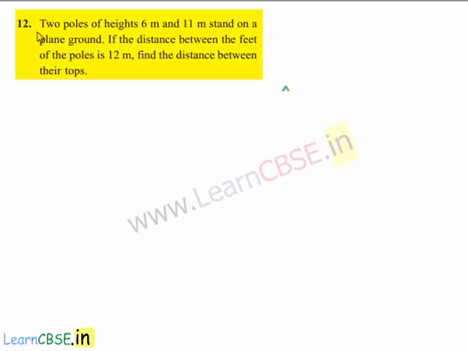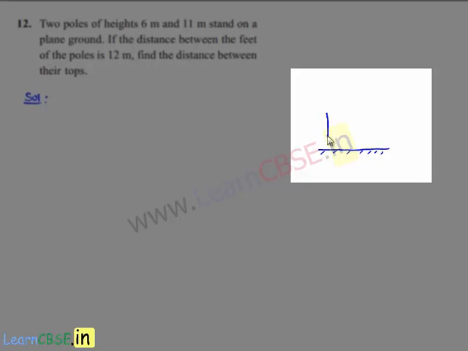Moving on to the 12th question. Two poles of heights 6 meters and 11 meters stand on a plain ground. If the distance between the feet of the poles is 12 meters, find the distance between their tops. Now moving on to the solution. He has given that two poles of height 6 meters and 11 meters, which are 12 meters apart, lie on the ground, and he asked us to find the distance between the tops.